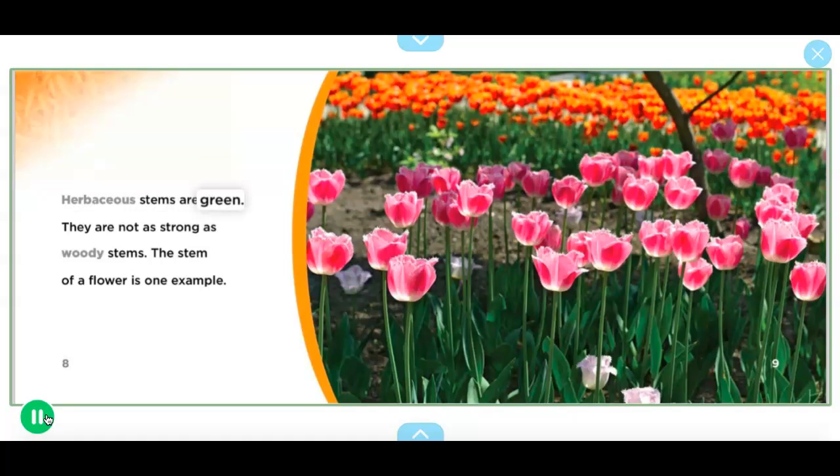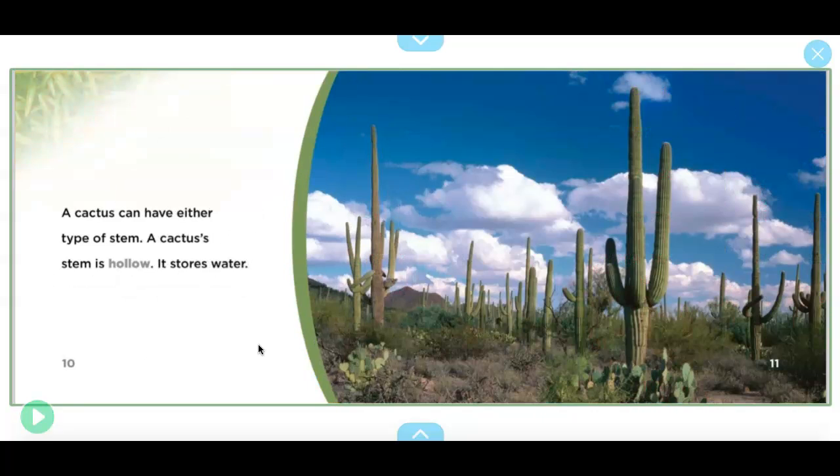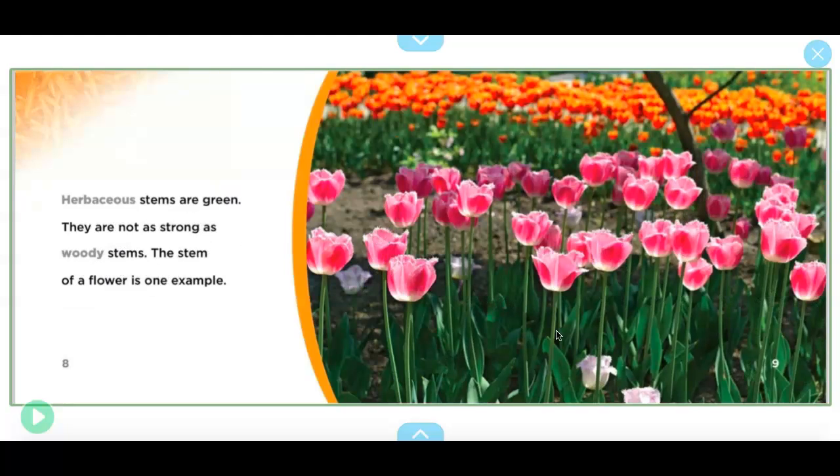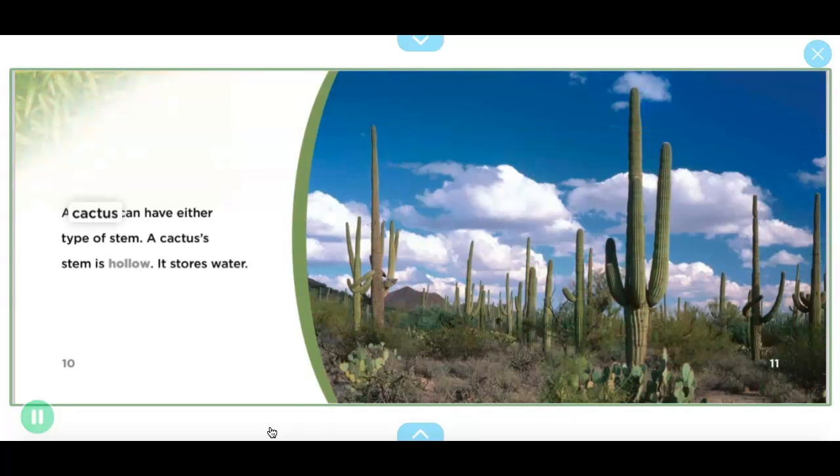Herbaceous stems are green. They are not as strong as woody stems. The stem of a flower is one example. All right, so let's go back. So in this picture right here, these little green skinny things that are right here are stems. Herbaceous stems are green. A cactus can have either type of stem. A cactus's stem is hollow. It stores water.